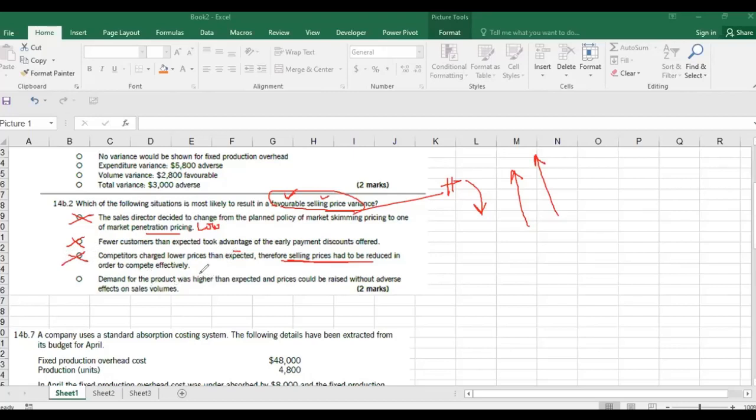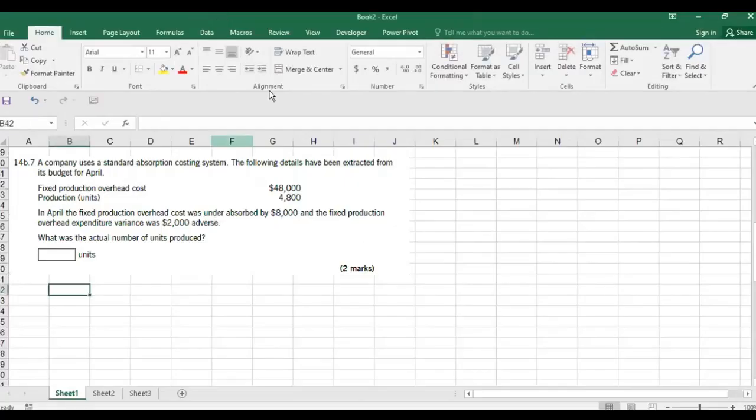Demand for the product was higher than expected, and prices could be raised without adverse effect on sales volume. This is your answer, because you are increasing the prices without affecting the sales volume. In any case, your sales prices are more. This is your selling price favorable variance. So this was the explanation to 14b2.